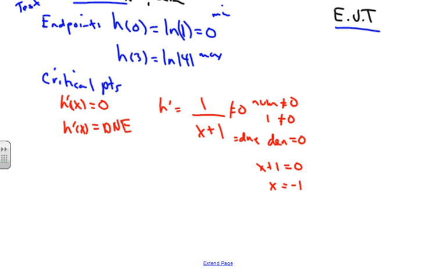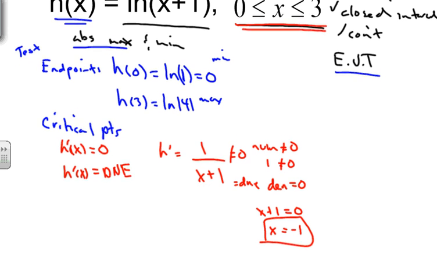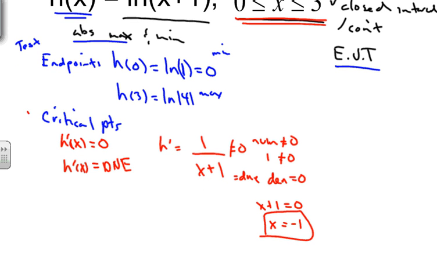Looking at this critical number, we identify that it is not in the closed interval that we have, so there are no critical numbers or critical points that we can use. So by default, this only occurs at endpoints. So we have an absolute min at 0, 0, and we have an absolute max at natural log of 4.